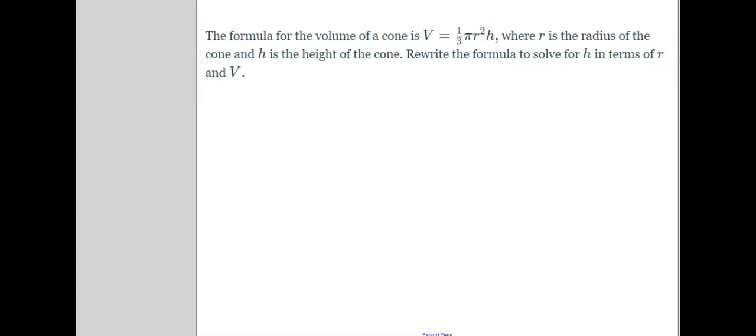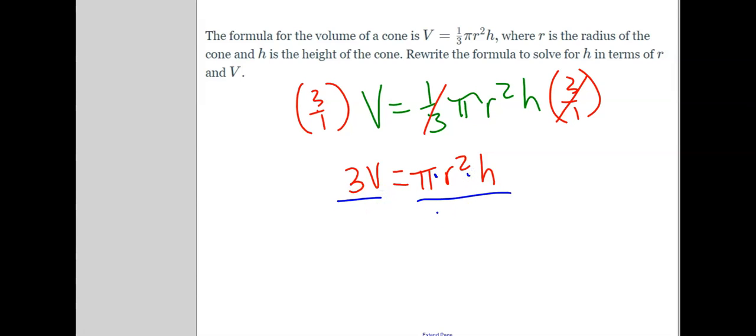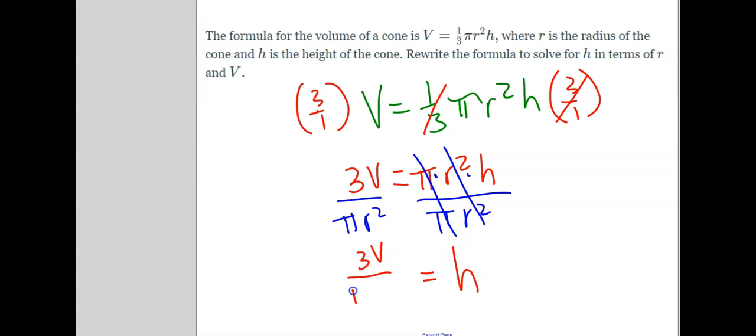So the first thing I'm going to get rid of is the 1/3. And I get rid of a 1/3 by multiplying by the reciprocal, which gives me a really nice looking equation here. Now because pi and r² are multiplying h, I can remove both of them at the same time by dividing by pi r². These are the multiplicative inverses, and that leaves me with h by itself equal to 3v over pi r². Pause the video if you need to look at that a little bit longer.